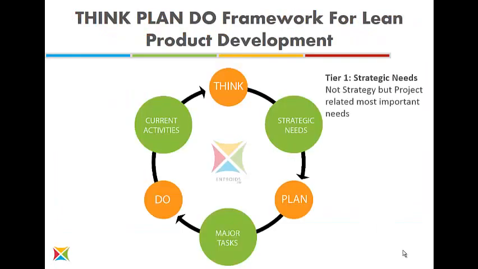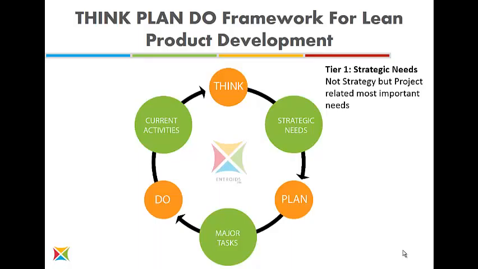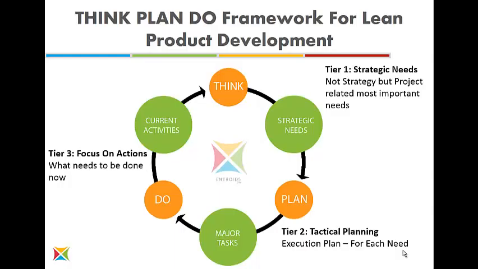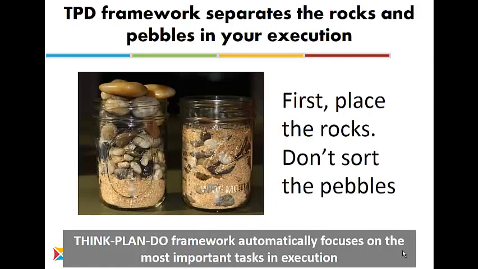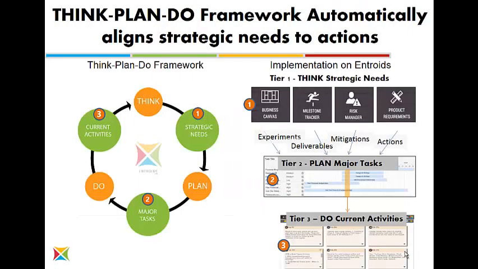There are three tiers to the platform. The first tier is defining the most important needs. In the second tier, you establish your tactical plan, and in the third tier, you do what's most important. The three tiers help you separate the rocks and pebbles in your execution. To fill a jar with rocks and pebbles, you achieve more by placing the rocks first and let the pebbles fill the gaps around the rocks. Entroids' Think, Plan, Do framework helps achieve more in your execution.